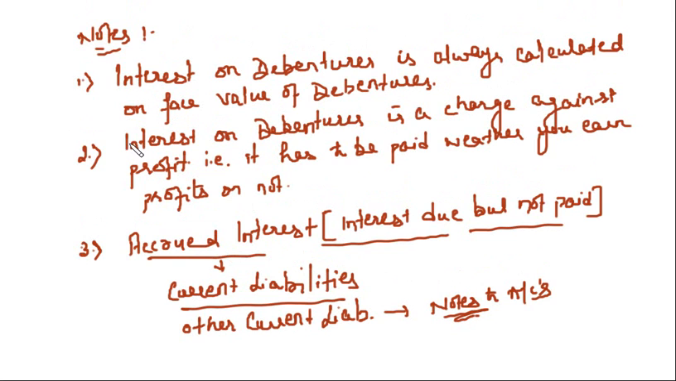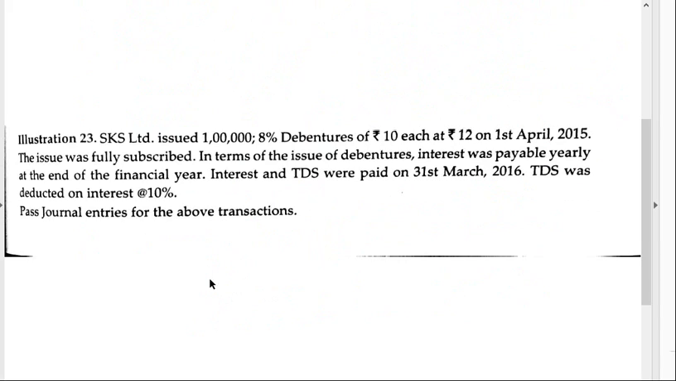Now let us do a practical problem on this. SKS Limited issued 1 lakh 8% debentures of rupees 10 each at 12 on 1st April 2015. The issue was fully subscribed. In terms of the issue of debentures, interest was payable yearly at the end of the financial year. Interest and TDS were paid on 31st of March 2016. TDS was deducted on interest at the rate of 10%. Pass the journal entries for the above transaction.